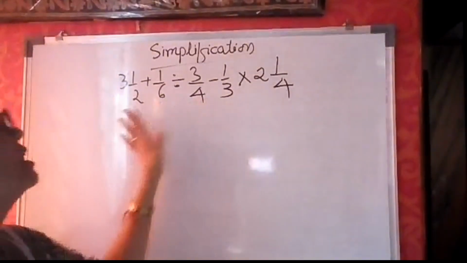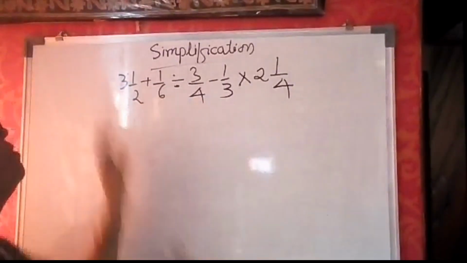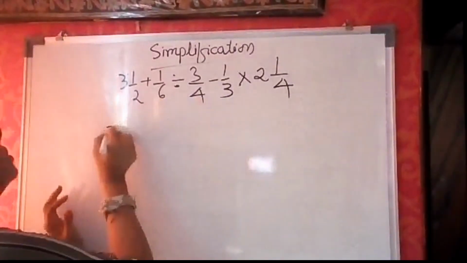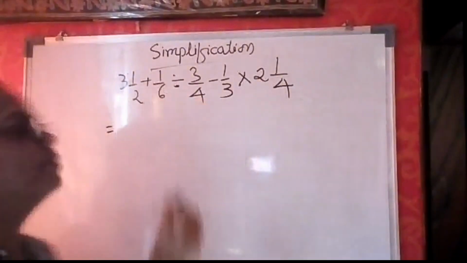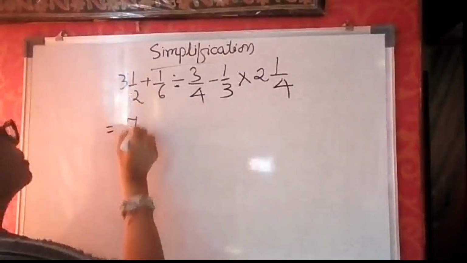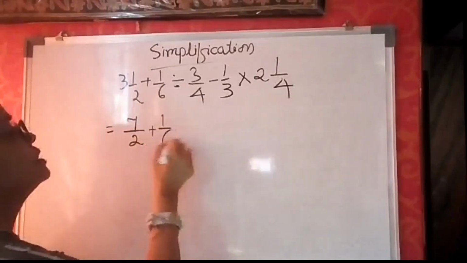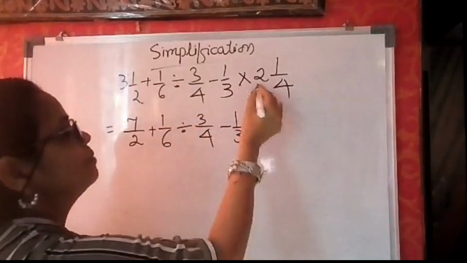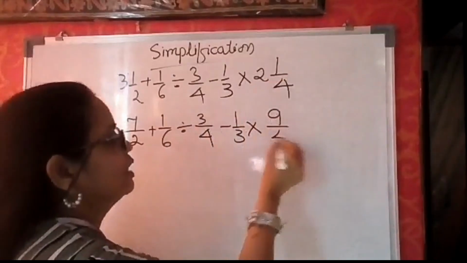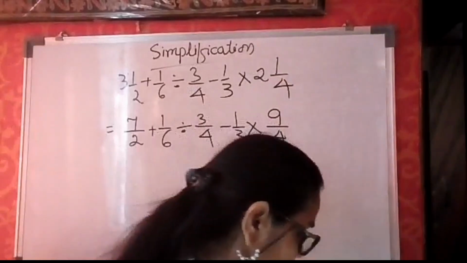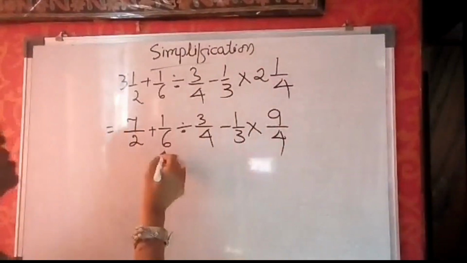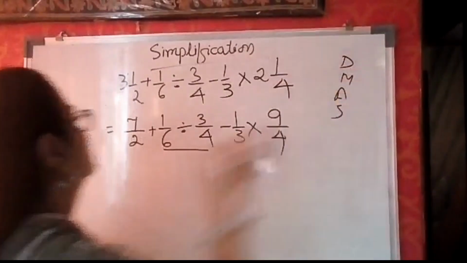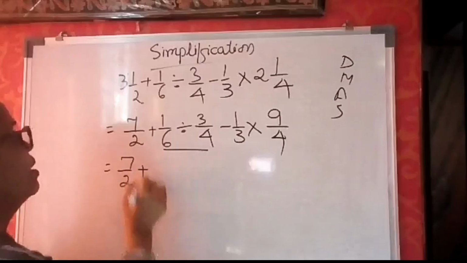So simplification on fractional. So what I will do, I will make the mixed number into improper first. So it is improper. 3 2s are 6 plus 1, 7 upon 2 plus 1 upon 6 divide by 3 upon 4 minus 1 upon 3 multiply by 4 2s are 8 plus 1, 9 upon 4. Right? Now what I will do? First operation is division according to DMAS rule. So 7 upon 2 plus.